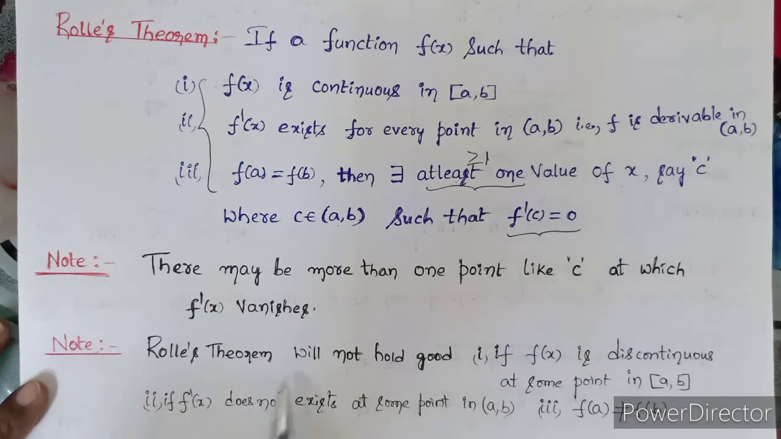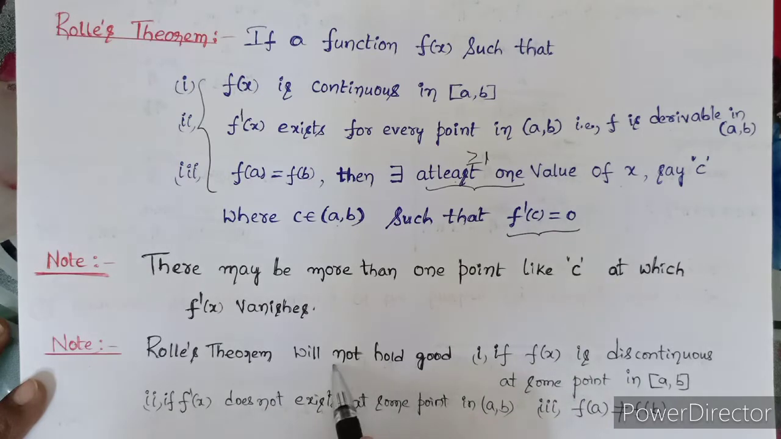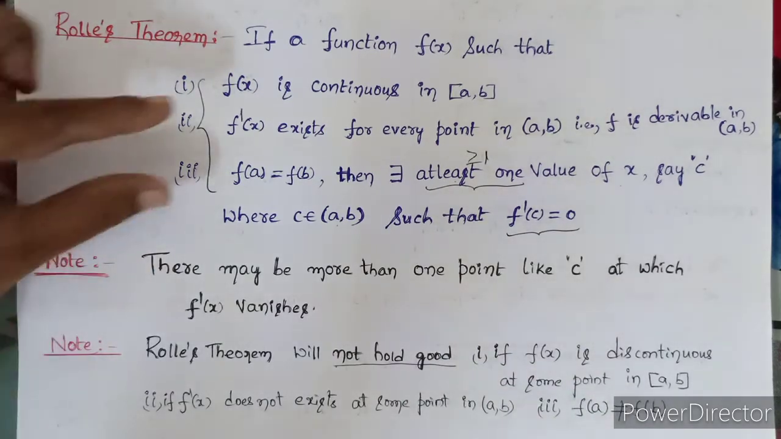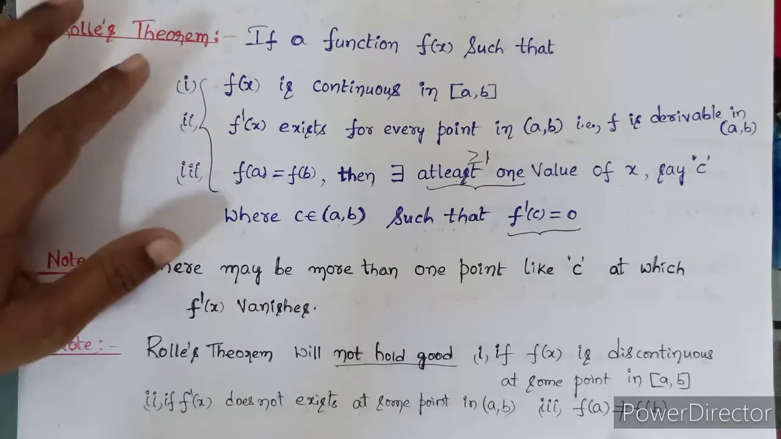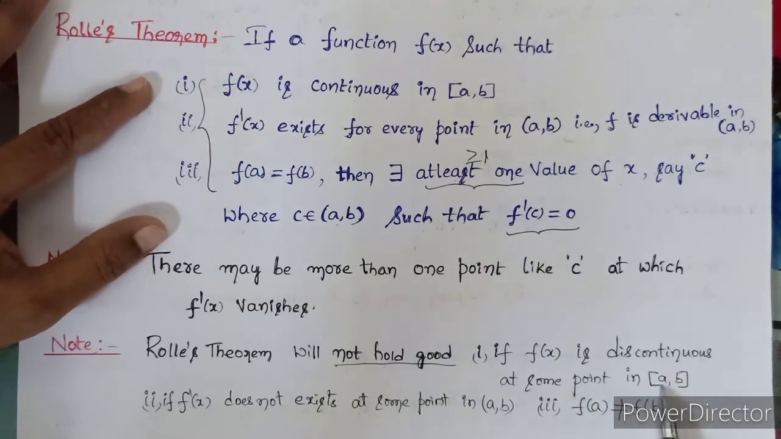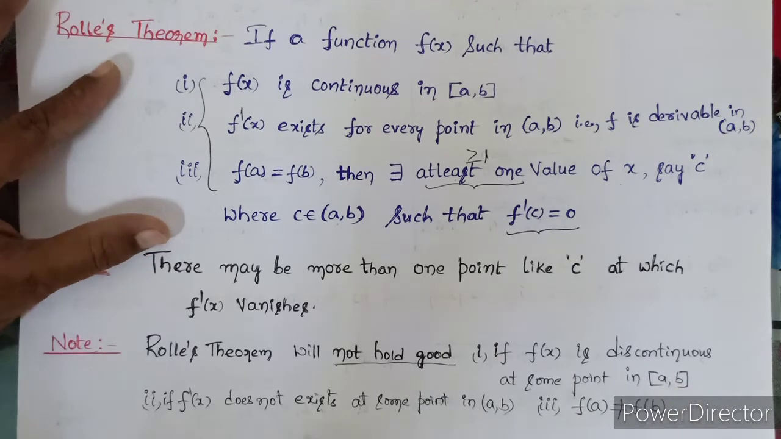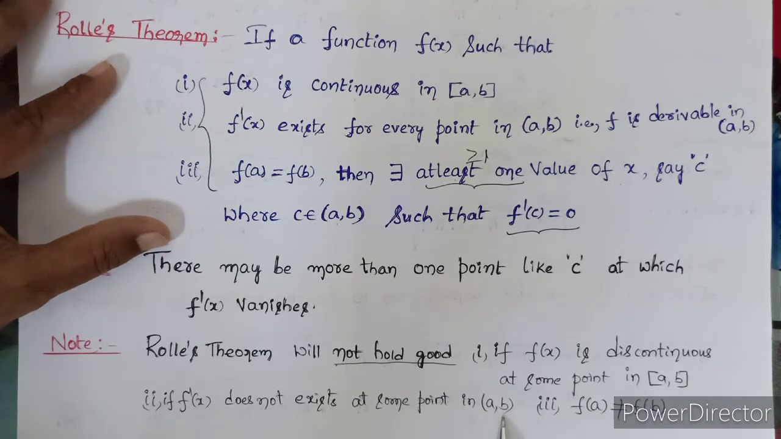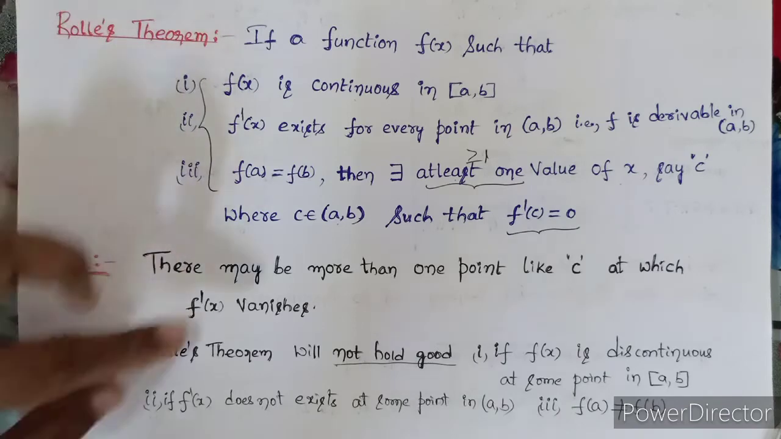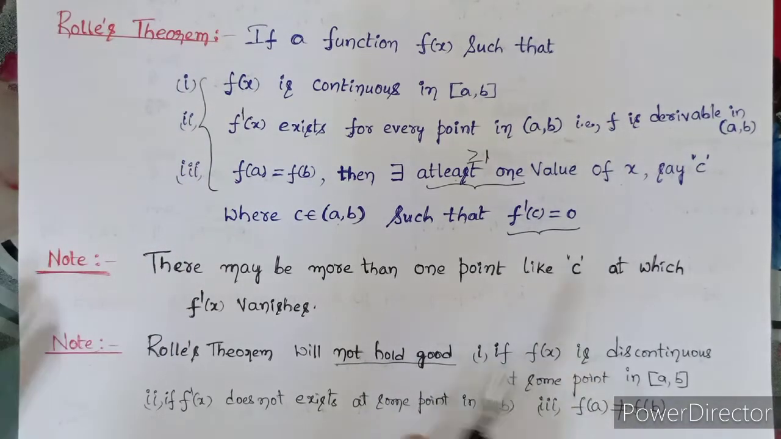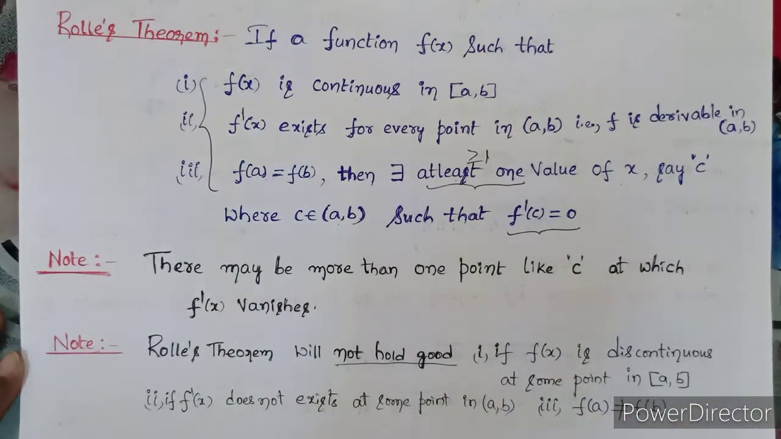Note 2. Rolle's theorem will not hold good if any one of the three conditions fails. If any one of the three conditions fails, that means if f of x is discontinuous in the closed interval a comma b, or f dash x does not exist at some point in the open interval a comma b, or f of a not equal to f of b, Rolle's theorem will not hold good. We have to remember these two important notes.